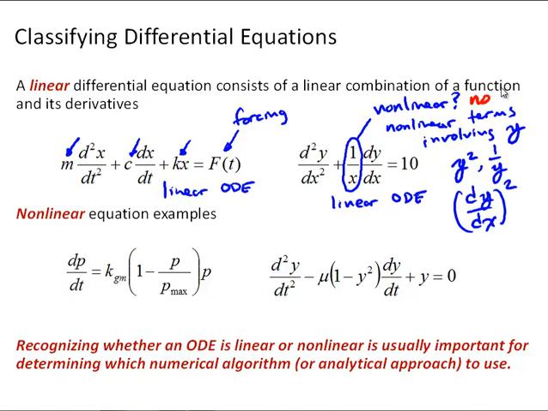Here are some examples of nonlinear differential equations. In the constrained population growth model, we're going to have a P times P, so that P squared is going to make that nonlinear. Here's the van der Pol equation again, and we have two nonlinear terms in it. When you expand out this middle term, we get a y squared term, which is nonlinear. Also, y squared times dy/dt is nonlinear.